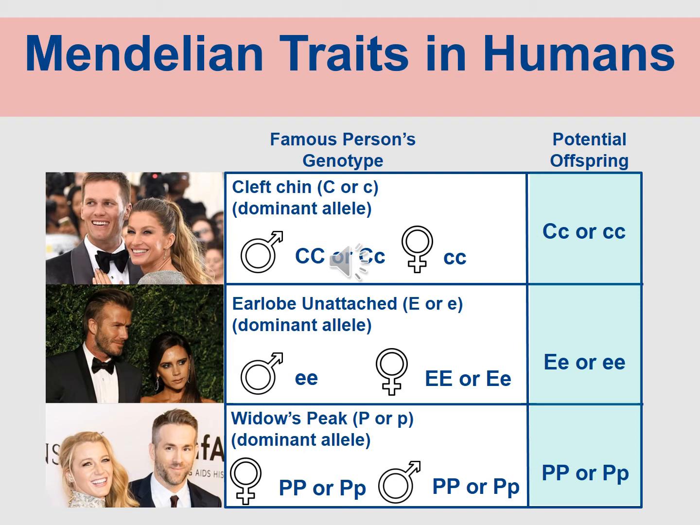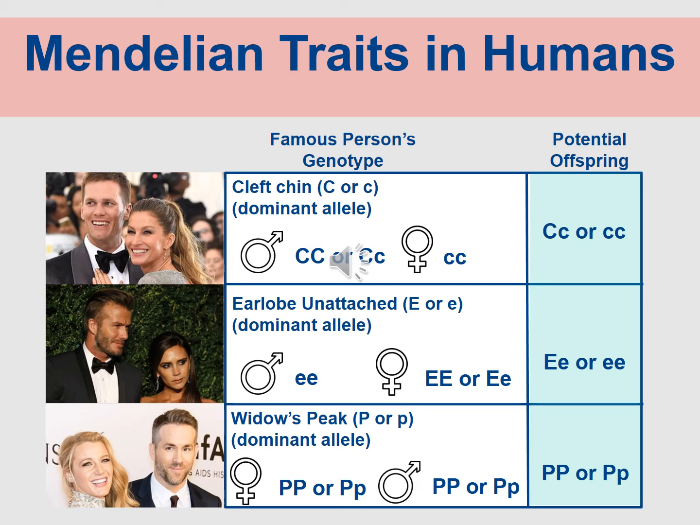The earlobe unattached trait. David Beckham has earlobes that are attached. And because we know this follows a Mendelian pathway, he has to be homozygous recessive, because you have to have 2 copies to express this. Here you have his wife, Victoria Beckham. She has earlobes unattached. That means that because it's a dominant trait, she either has to be homozygous dominant or heterozygous. Their offspring will give us an indication maybe of their genotypes. But those are the potential offspring and predictions.